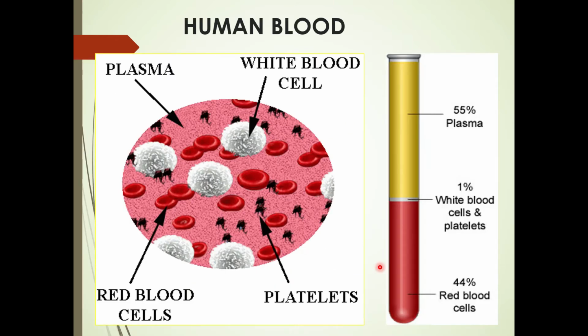Now this is human blood. Looking closely, this is the plasma, this is the white blood cells, this is the red blood cells, and this is the platelets. You can see 55% of it is plasma. In the middle, between the plasma and the red blood cells, there is a thin layer of white blood cells. The white blood cells are for our defense system, and they can produce antibodies.